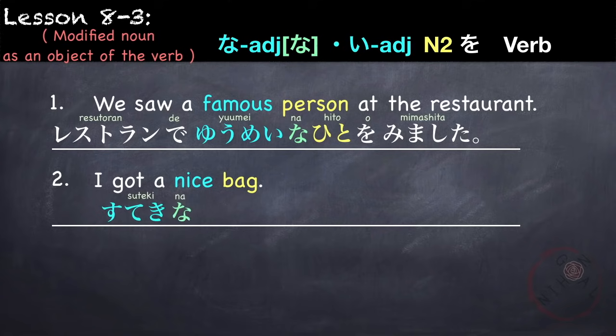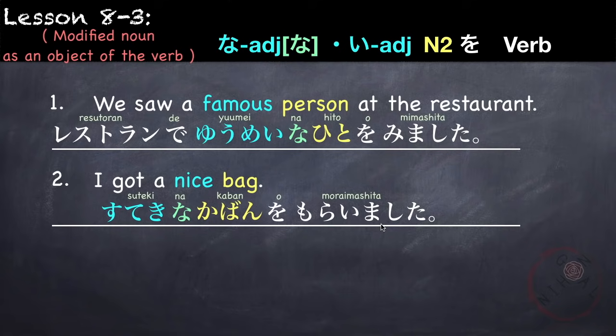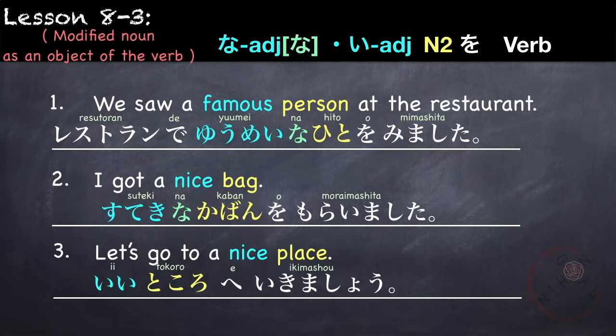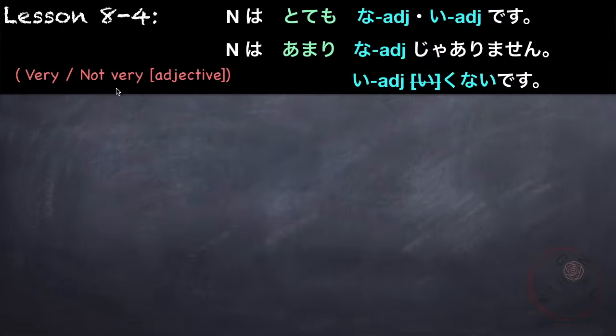I got a nice bag, or I received a nice bag. Nice bag is 素敵なカバン。素敵なカバンをもらいました。So, もらいました is got or received. Let's go to a nice place. Nice place or good place is いいところ。ところ is place. いいところへ, so the particle for direction へ and then the verb go or let's go. 行きましょう。いいところへ行きましょう。Now adding adverbs very or not very or not so before the adjective.